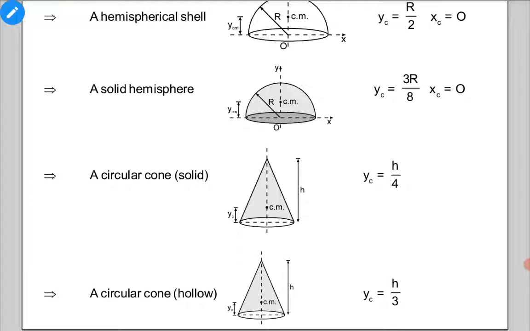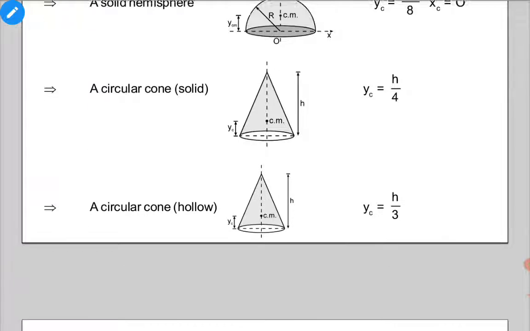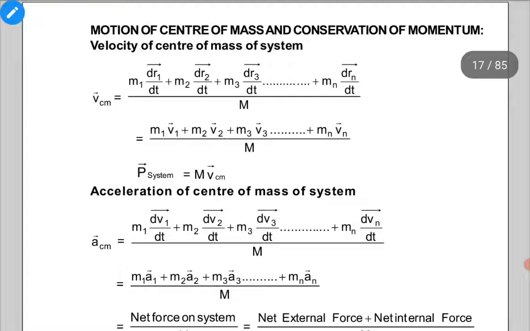In case of a solid circular cone, y center of mass equals h by 4, and in case of a hollow circular cone, y center of mass equals h by 3. Motion of center of mass and conservation of momentum. Velocity of center of mass of the system: Vcm equals m1 dr1 upon dt plus m2 dr2 upon dt plus m3 dr3 upon dt up to mn drn upon dt upon total mass. That is equal to m1 v1 plus m2 v2 plus m3 v3 up to mn vn upon total mass.